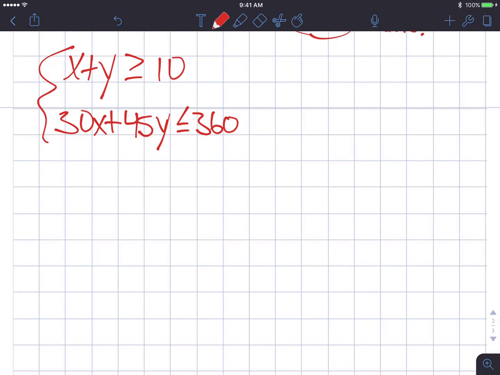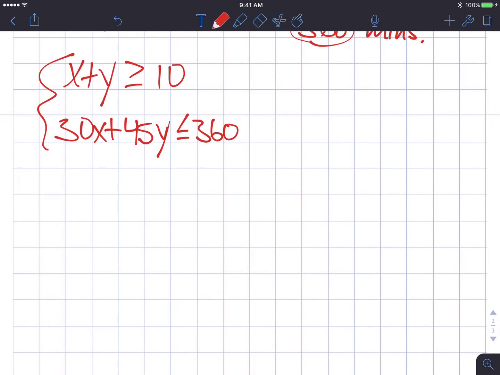And again, to graph them, we need to turn them into slope-intercept form. Right now, they're in ax plus by equals c. We need them to be y equals mx plus b. Okay? So, in order to do that, I'm just going to work with the first one here. Now I'll do a different ink. We're just going to subtract x from both sides.